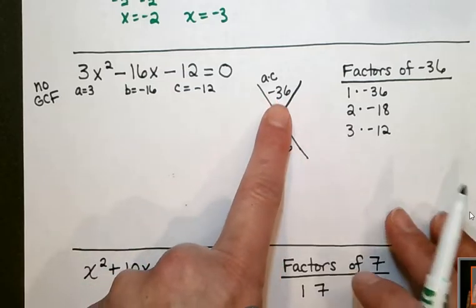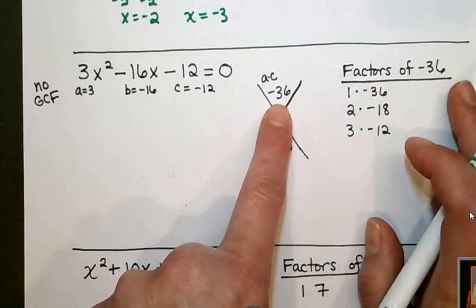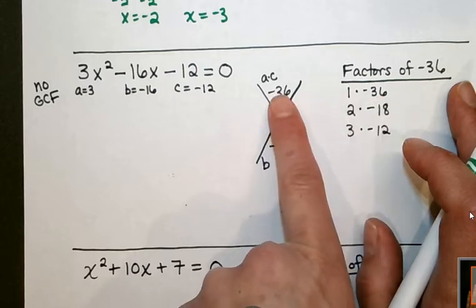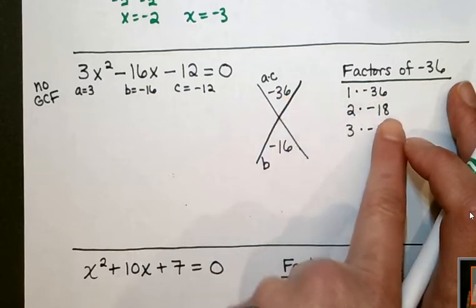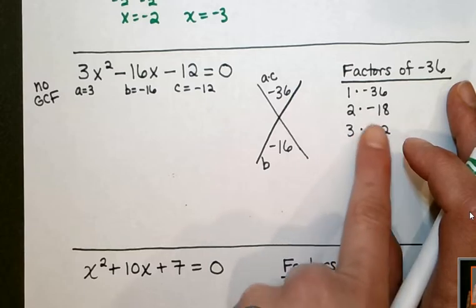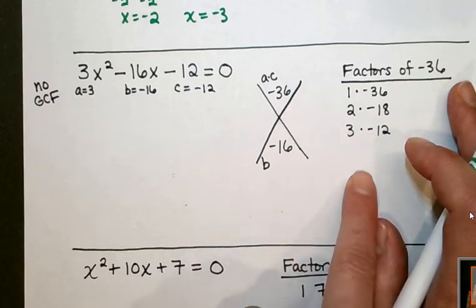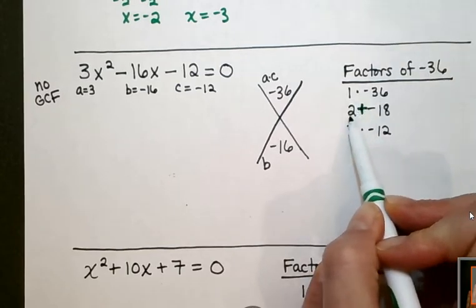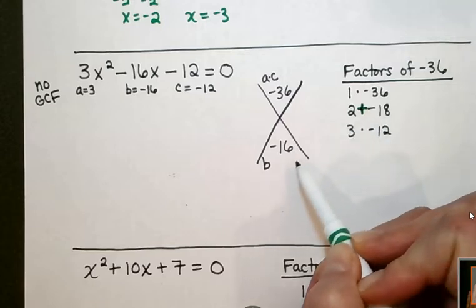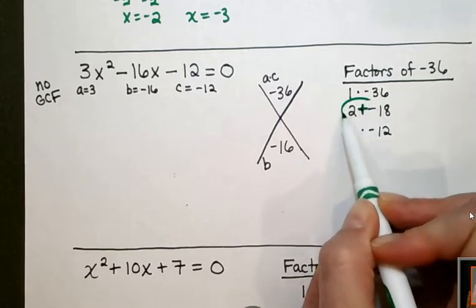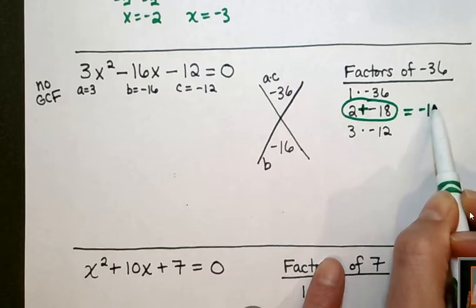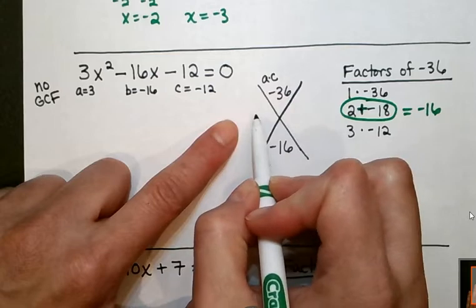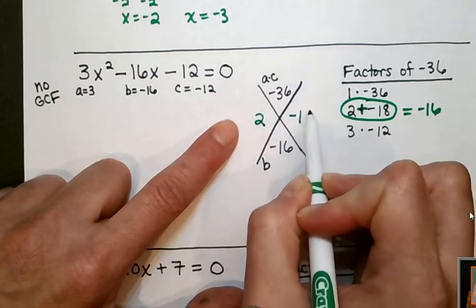Then I have to ask myself, what are the factors of negative 36? So I start with 1. I know 1 times negative 36 will give me negative 36, as well as 2 times negative 18, and 3 times negative 12. And I could go on with some more, but I notice here that if I were to add 2 and negative 18, that would give me negative 16. So I can see already that I have the pair of numbers that will solve this puzzle. So this over here is going to be 2, and this is going to be negative 18.